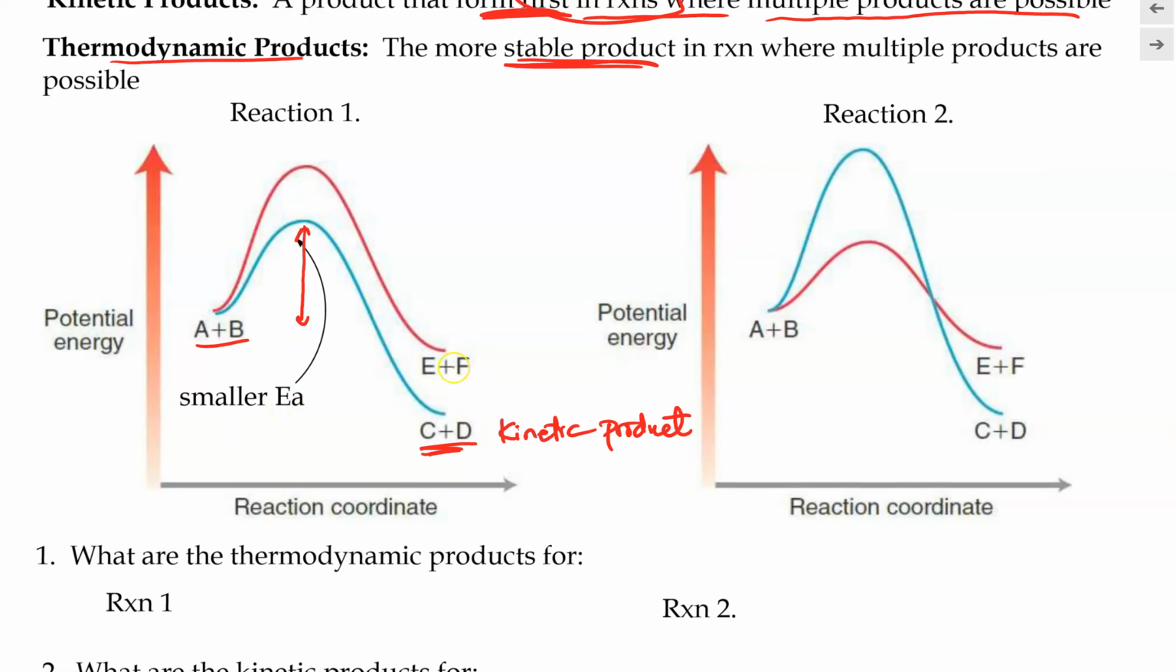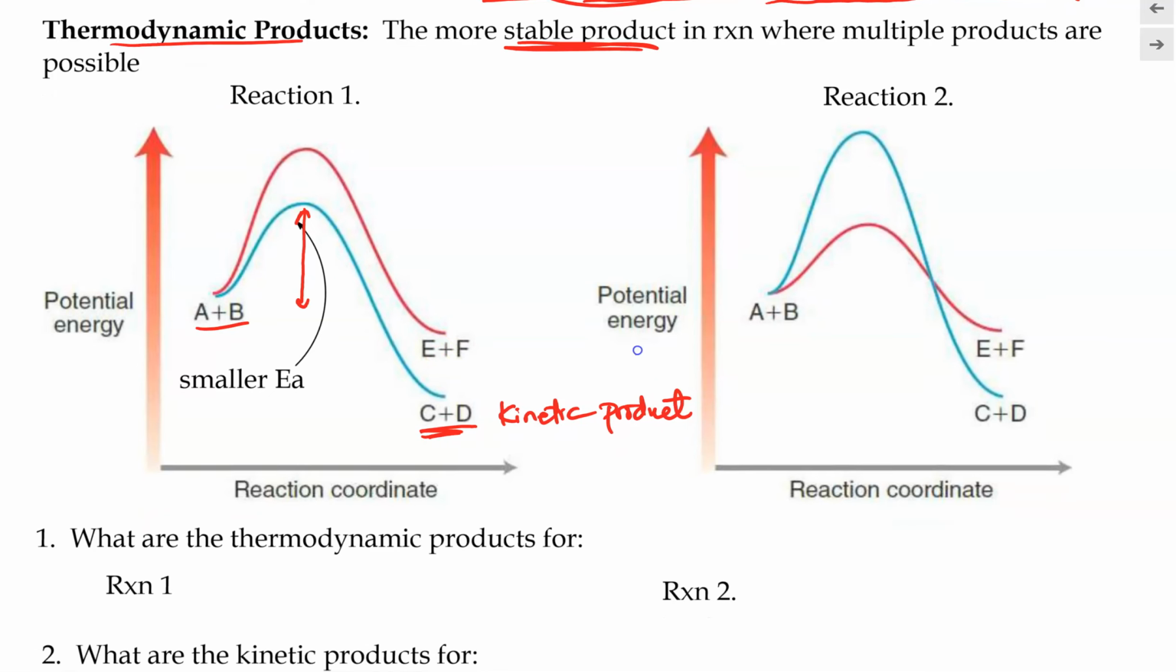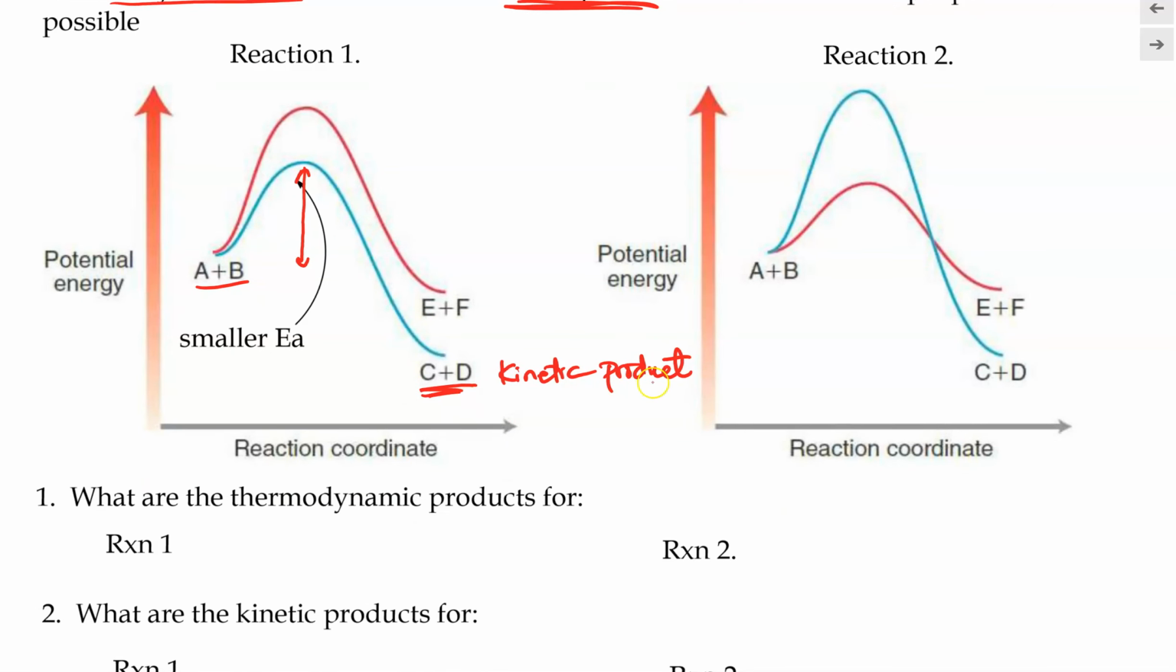And now here, E and F in this case would not even be the kinetic product or the thermodynamic product. So this is none of it. C and D will be both the kinetic product and also the thermodynamic product as well.